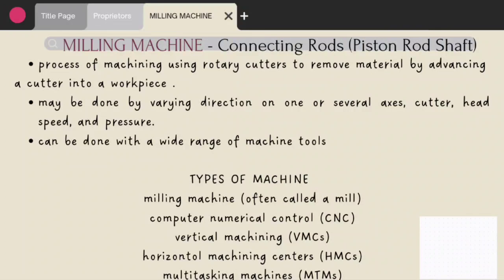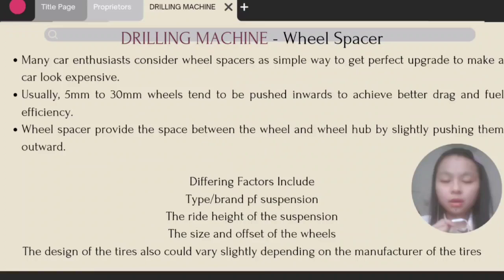Besides that, I will tell about the types of machine. This machine has 5 types. The first one is the milling machine, often called a mill. Second, computer numerical control, which people know as CNC. Third, vertical machine. Fourth, horizontal machining center, and the last one is multitasking machine.